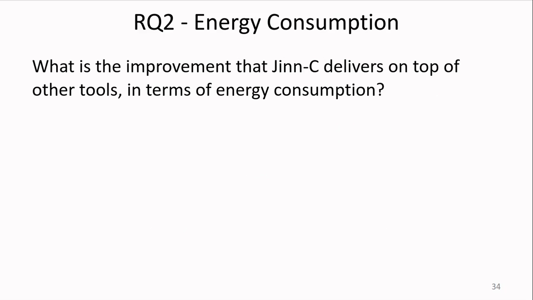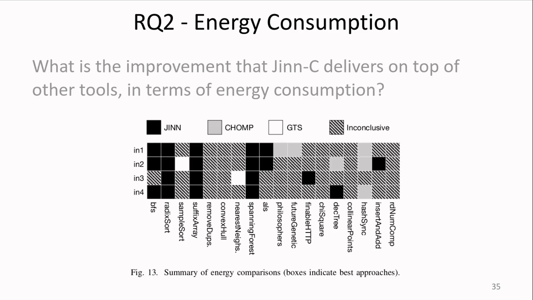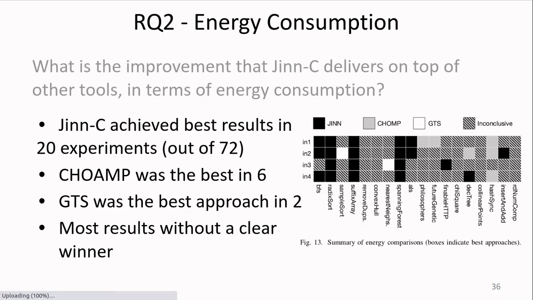So the next experiment that we want to observe here is the one related to the energy consumption. So what is the improvement that we can deliver with the GCC compiler? In this case here we have a similar chart. And what we observe for this specific case is that GCC achieved the best results in 20 experiments out of the 72. Chomp was the best one in 6. GTS was the best approach for 2. And in this case, most of them were inconclusive.